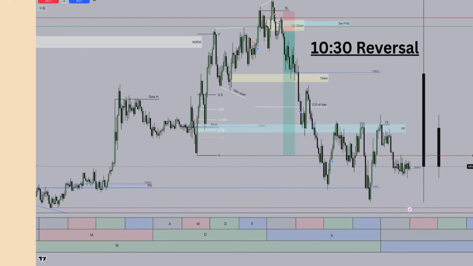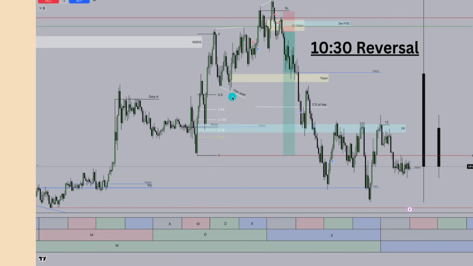10:30 reversal. If we get a later reversal, we have the 10 a.m. open here, 30-minute PO3, hit our target. We got our retrace here. 15-minute SMTF is how our 10 a.m. got that internal manipulation. Call it manipulation, but it's just a retrace.